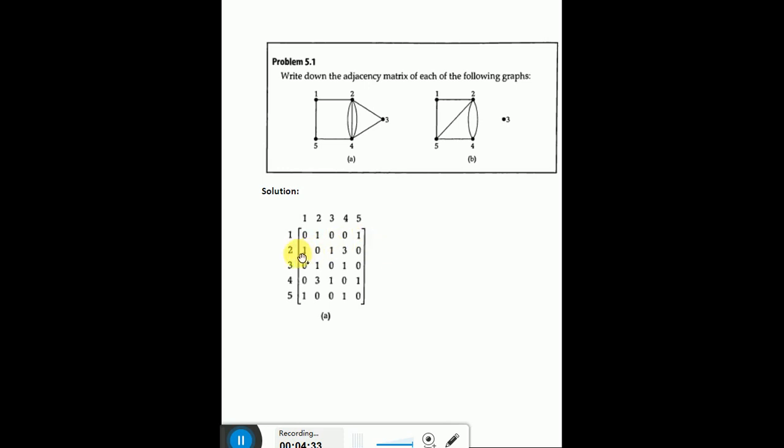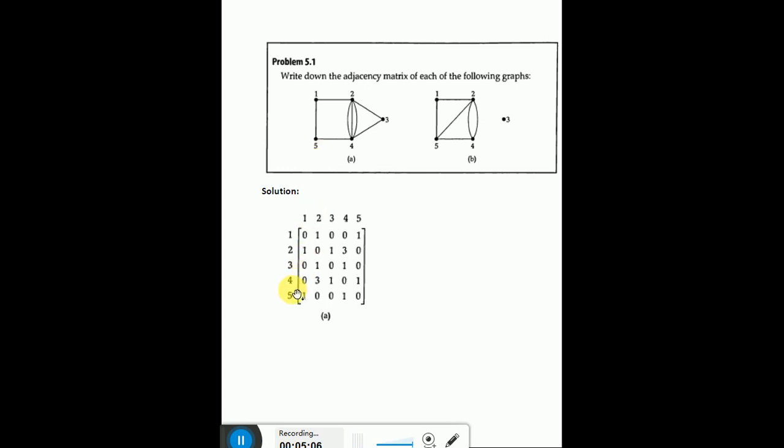Now similarly, if we check 2, 2 is joined with 4 by 3 edges. And similarly, 2 is joined with 1, 2 is joined with 3, and there's no edge between 2 and 5. And similarly, we can check that 3 is joined with 2 and 4 only. There's no edge between 3 and 5.